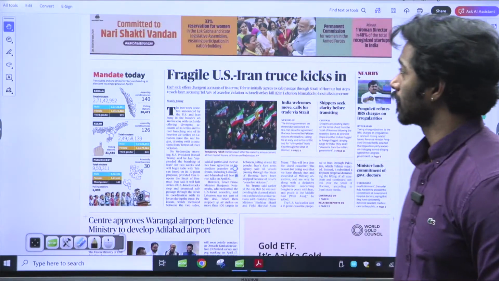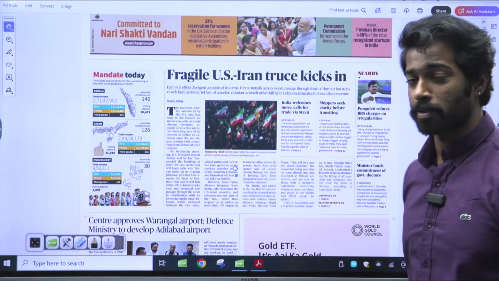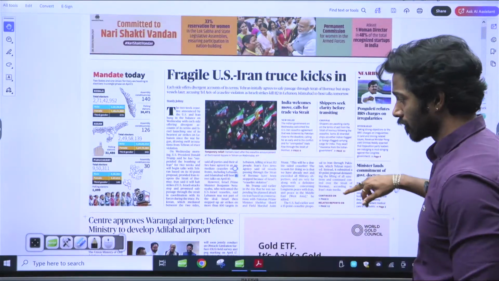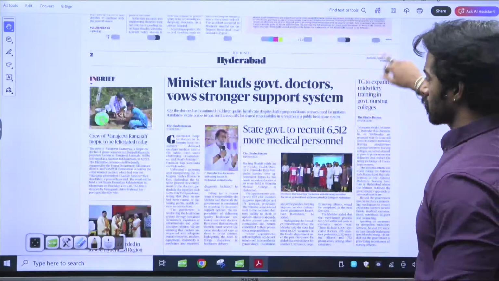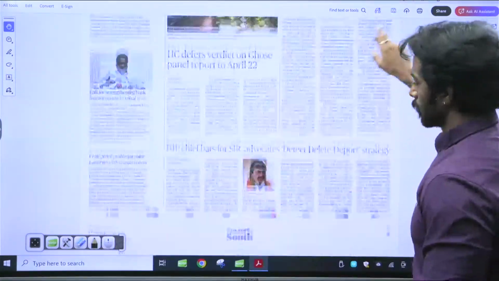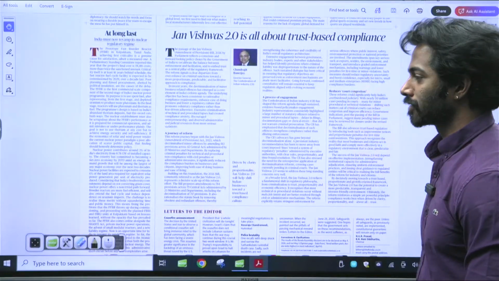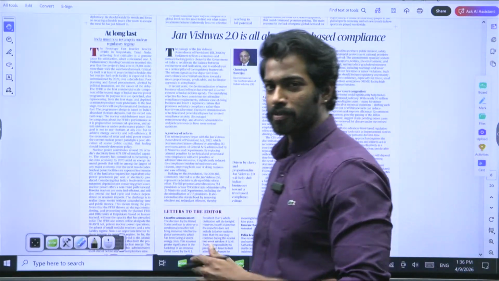Without any further ado, let us start with the newspaper analysis. Today I'll be discussing the newspaper of 9th April 2026. So let us look at what are the important aspects present in today's newspaper. Firstly, I've seen this editorial, right? Majority of the information currently present in the newspapers is from the editorial.